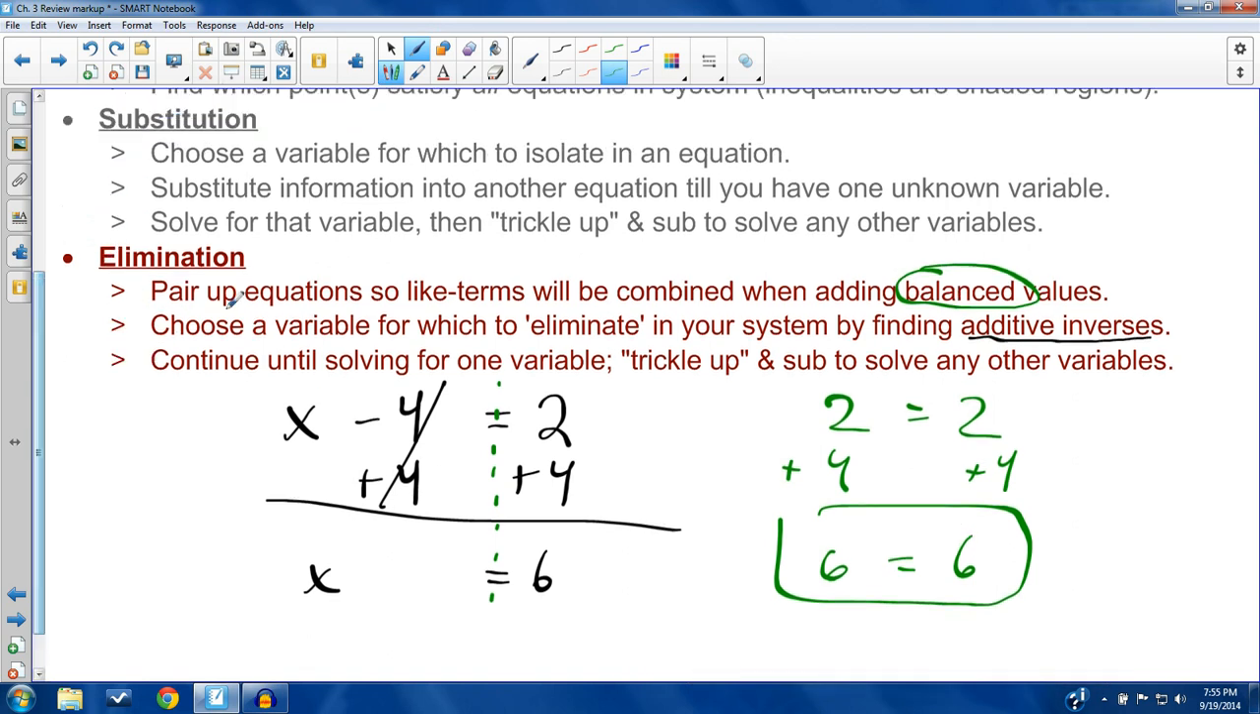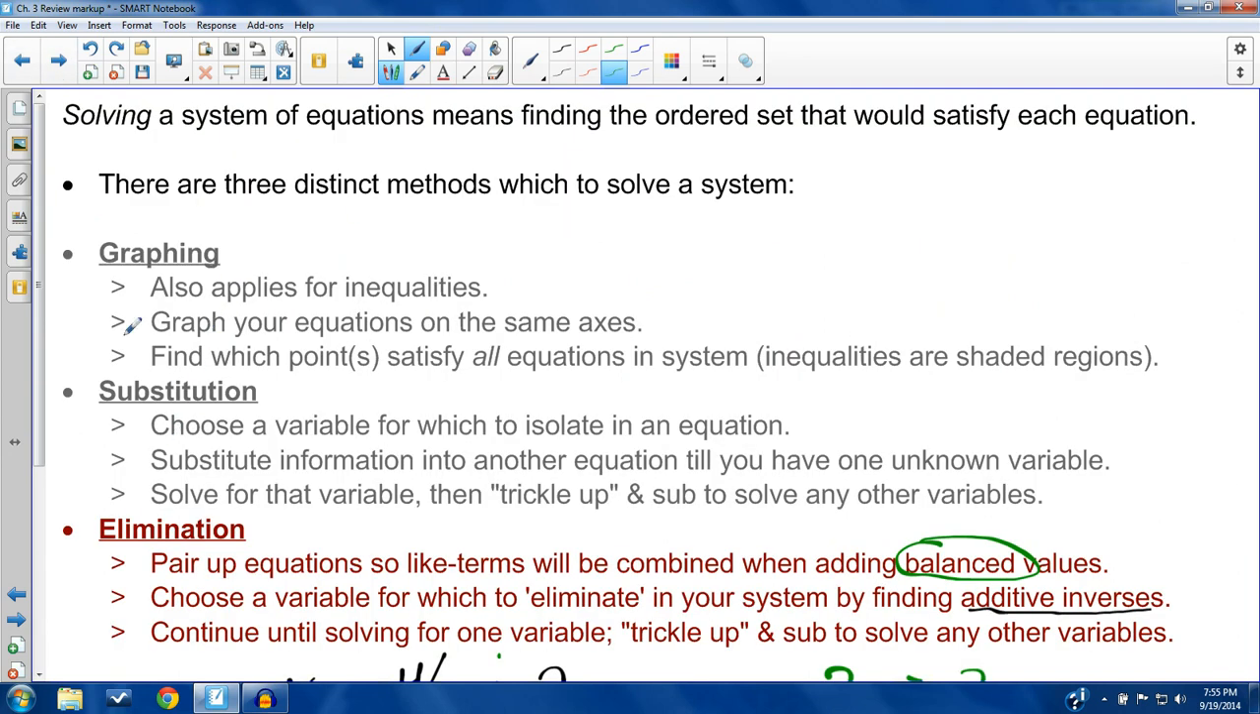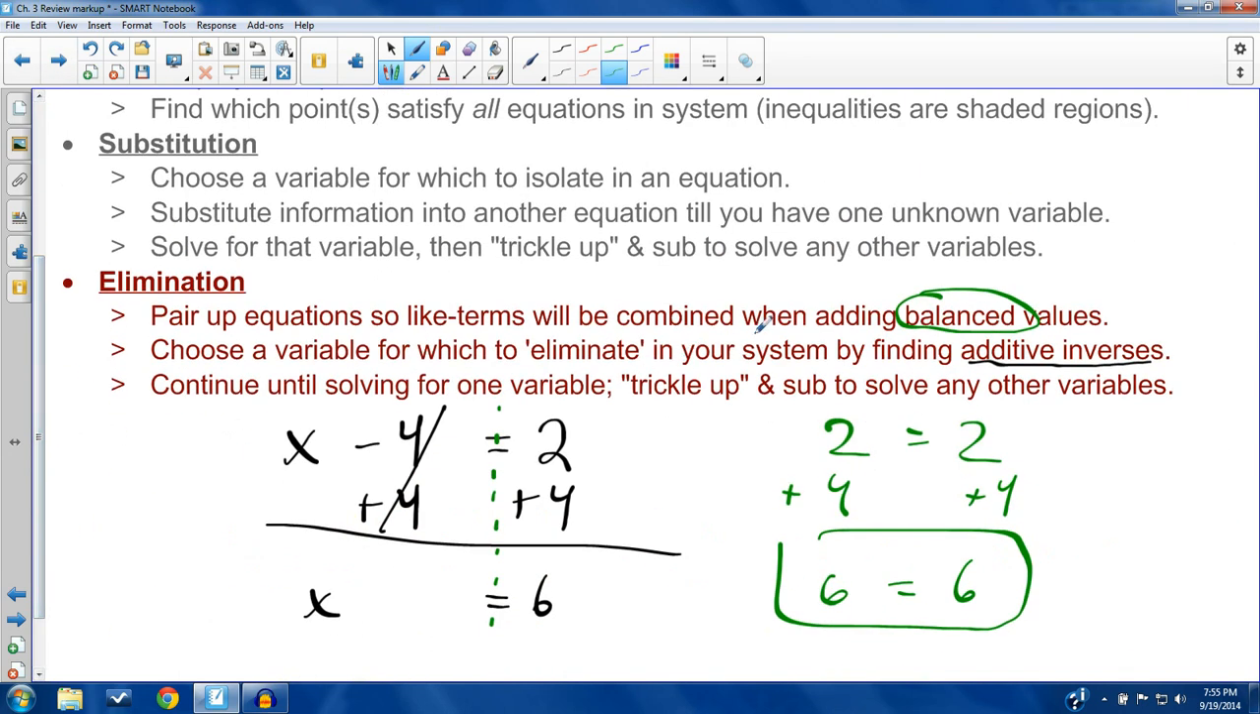Okay, let's talk about elimination. We're going to pair up equations so like terms will be combined when adding. Again, balanced values. I'll talk about that later. Pair up equations. What I mean by that is, remember in this equation I made these in standard form? Get standard form out because you want to add x's together and y's and constants. Next thing, we're going to choose a variable to eliminate in our system by finding additive inverses. When I do an example, you might not have something that are already additive inverses, like here, 4 and -4. So you're going to create that by multiplying by certain numbers sometimes. We'll continue this until we solve for a variable. So we will keep eliminating variables till we have one variable.